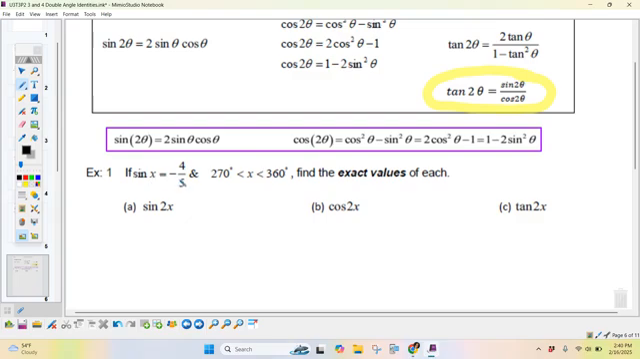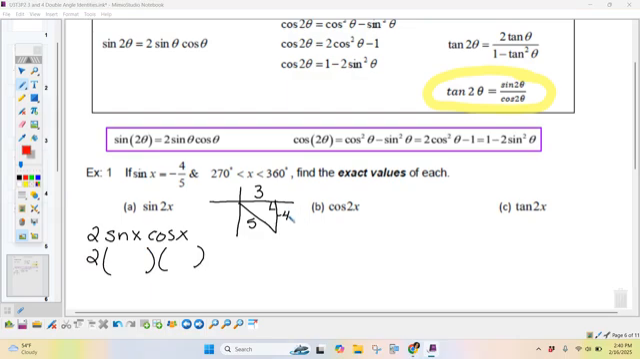If we are given sine of x is negative 4 over 5, this is quadrant 4. Y and R. We can use the Pythagorean theorem to get the missing leg. And then expanding out sine 2x, that's 2 sine x cosine x. So then from our picture here, sine is negative 4 divided by 5. Cosine is 3 divided by 5. 2 needs a denominator. Multiply numerators, so that's negative 8 times 3, and 5 times 5 times 1. That is our sine 2x answer for this specific problem.